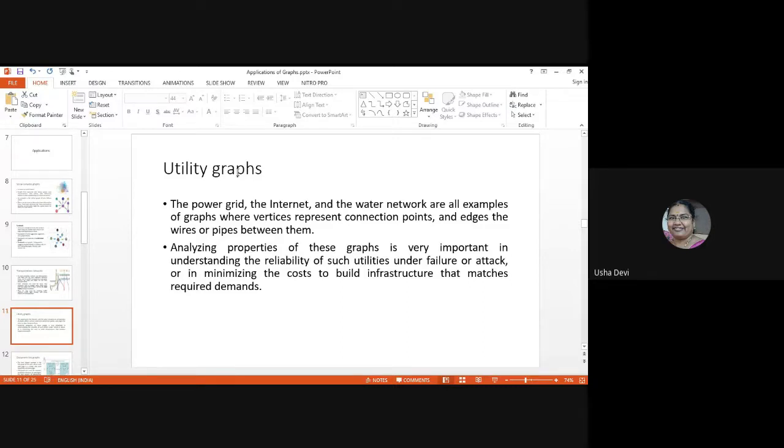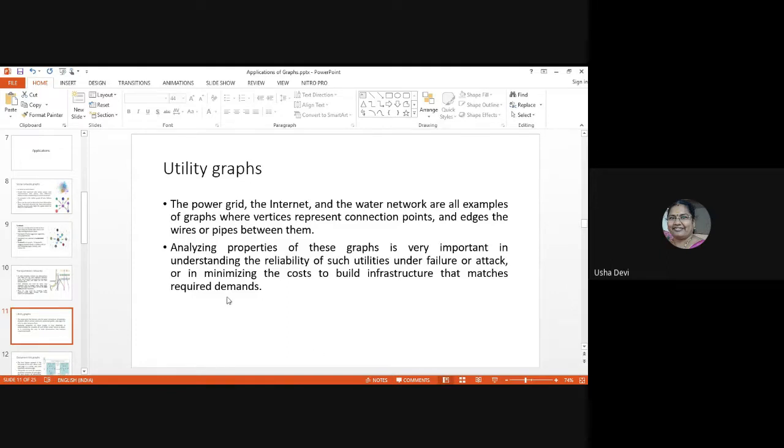Maybe water resources, if you want to plan it. Which other cities are connected, from where to where the supply goes, and finally how much could be utilized for that particular station. All those things you may take, and then you may analyze the properties of these graphs. That should be very, very important.